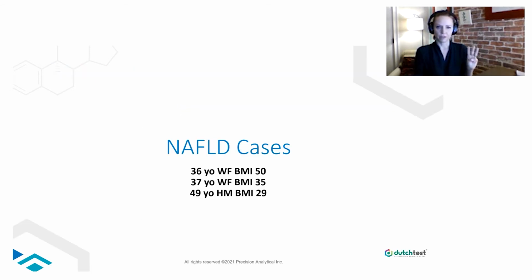So we're going to talk about 3 cases. We've got a 36-year-old white female with a BMI of 50, so significant weight that is probably pushing her picture. And then we have a 37-year-old white female with a BMI of 35. So in the obese category, but lower on the spectrum. And then a 49-year-old Hispanic male with a BMI of 29, that's in the overweight category. And so they're going to look a little bit different.